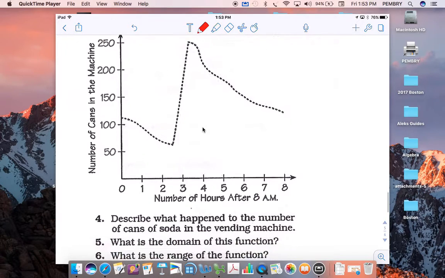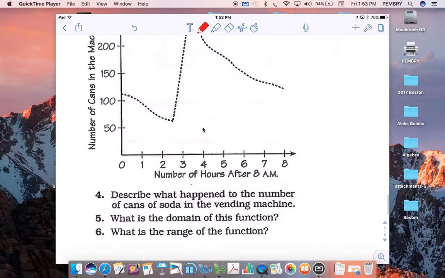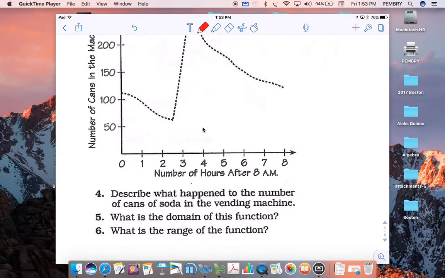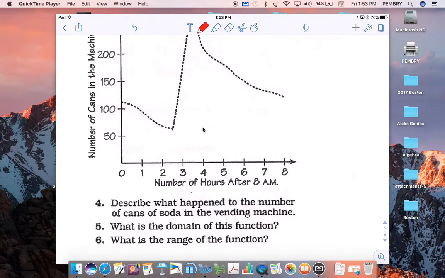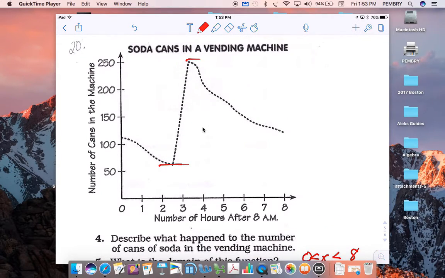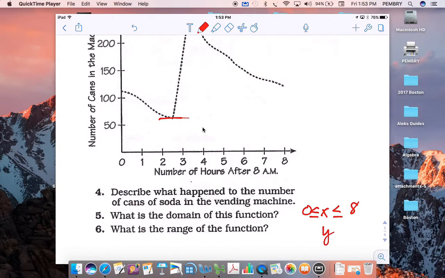On this one, the soda cans, the supply went down. They were refilled around after 10, and then it started going down again. The domain of this function, look at the x values, and you could put that x is greater than or equal to 0 and less than or equal to 8. And when you look at the y values, the y is between approximately 60 and 250.